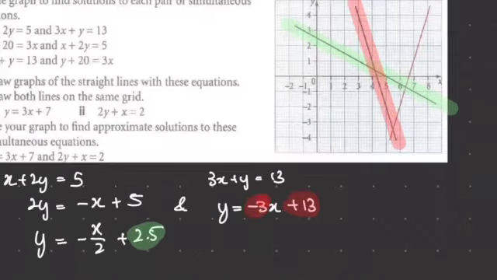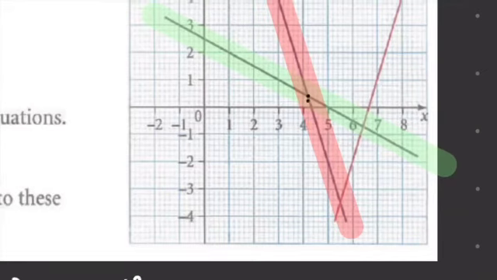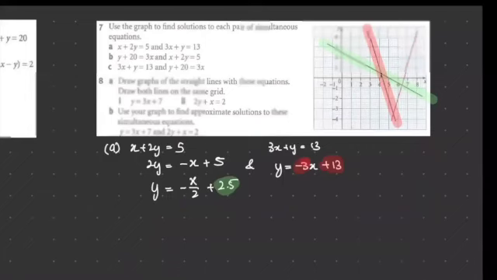So where do they intersect? You can actually see it. Right in the middle right here, you can see, tick and find your x value. 4.2.